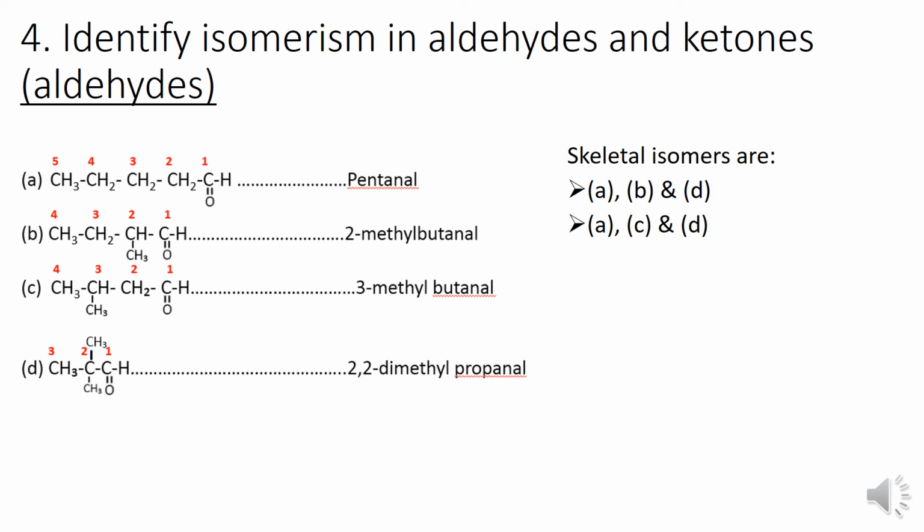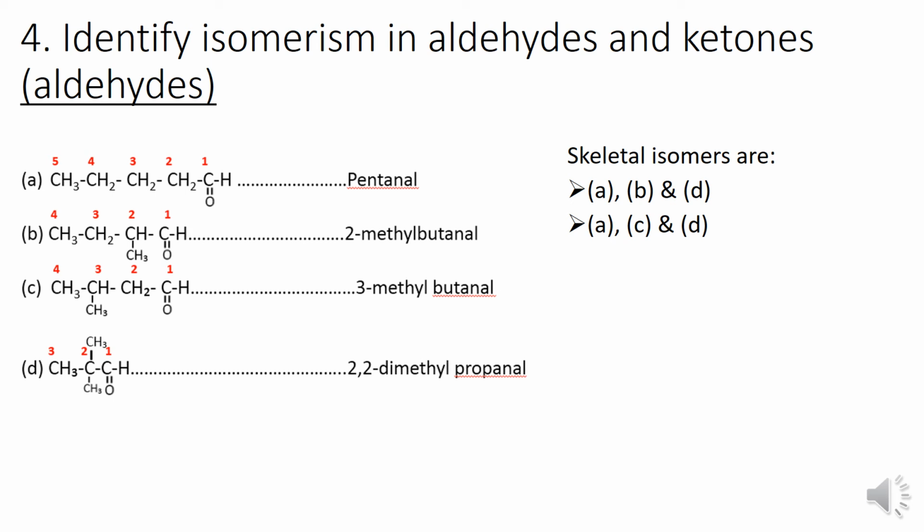Can we say B and C are skeletal isomers? For sure, it is wrong. Why? Because B and C have the same main chain. They have the same 4 carbon atoms on the main chain, so we can't call them skeletal isomers. And remember here that all the aldehydes have the same position of the carbonyl group. So aldehydes have skeletal isomers.